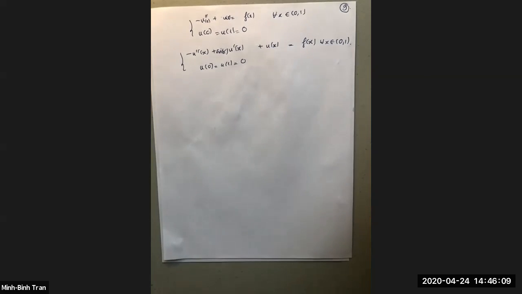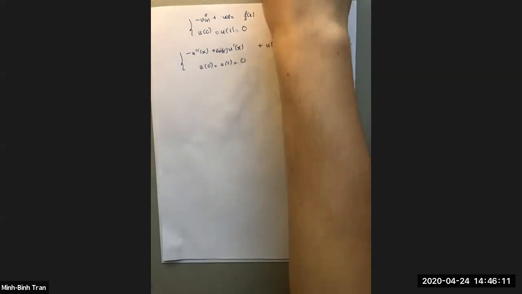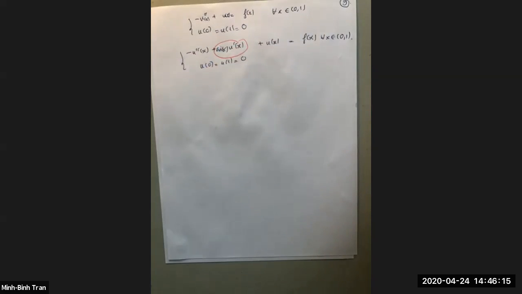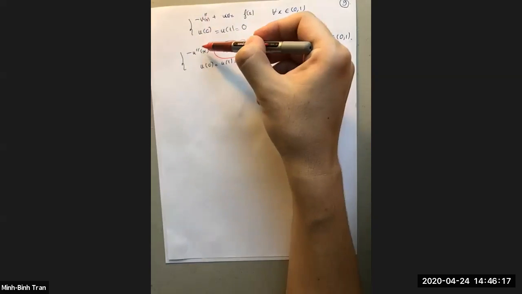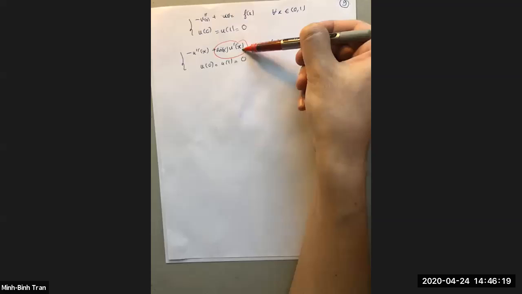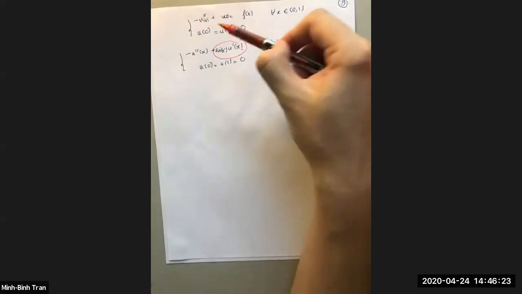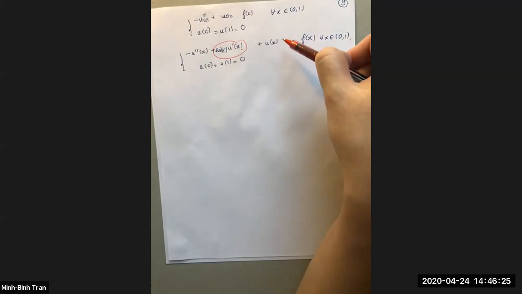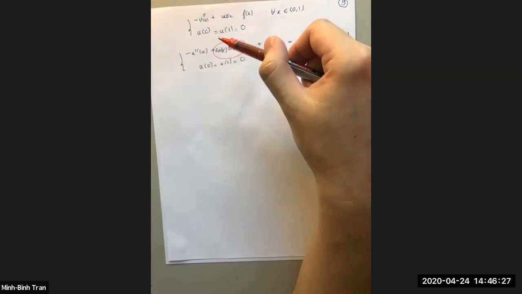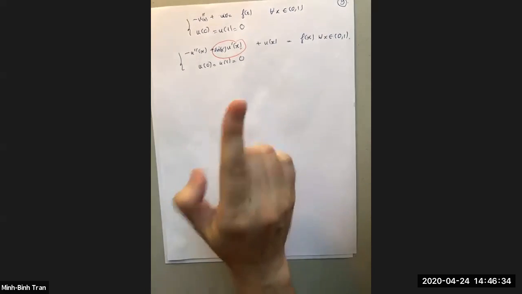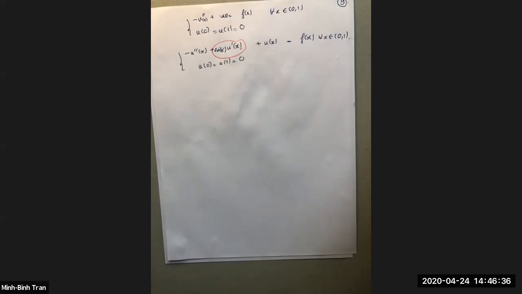Okay, so now the difference is that I put a first order term here. So this is a second order derivative, and this is a first order derivative. This is u of x, all right? So I want to solve u double prime plus sin x times u prime plus u of x equals f of x, and u(0) and u(1) have to be 0.